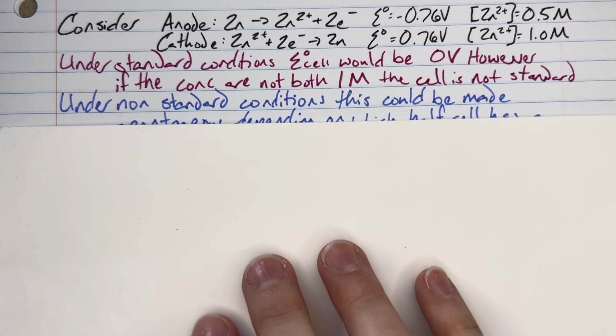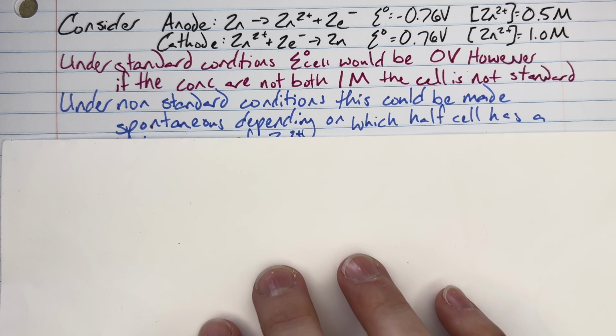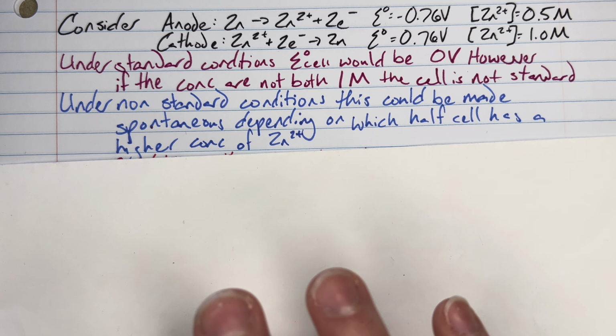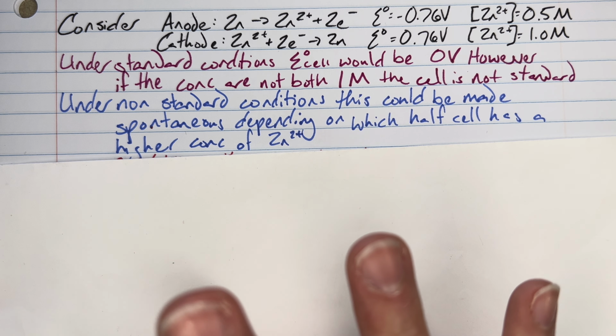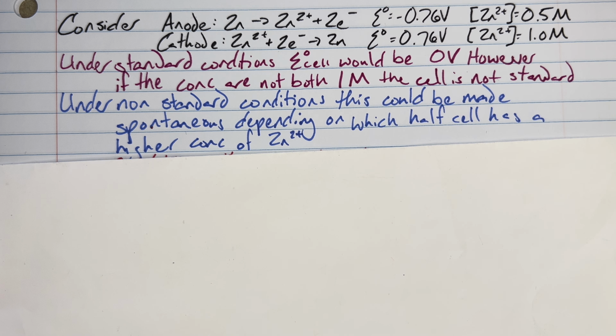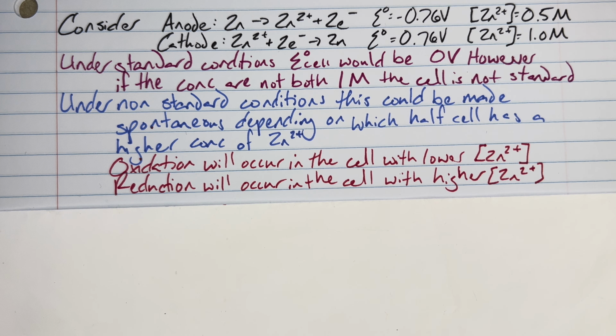Under non-standard conditions, this would be made spontaneous, and depending on which half cell has a higher concentration of the zinc ion will determine if we are the anode or the cathode. The oxidation will occur at the cell that has a lower concentration of the zinc ion, and reduction will occur at the cell that has a higher concentration of the zinc ion.